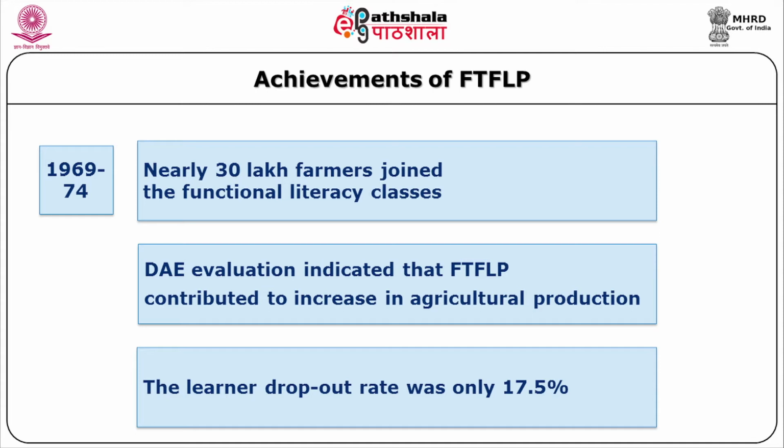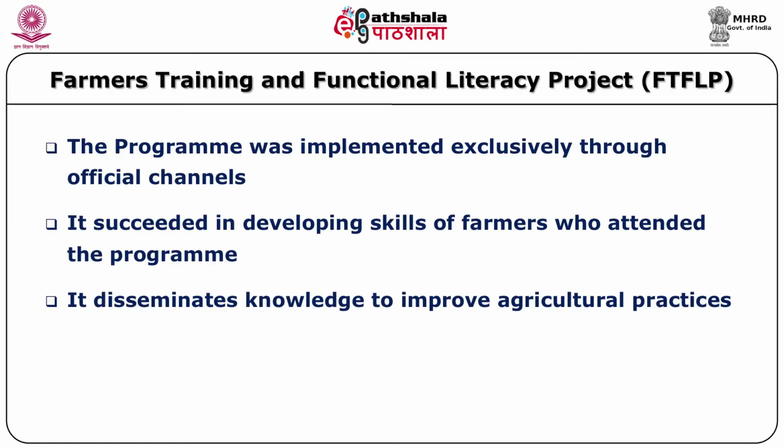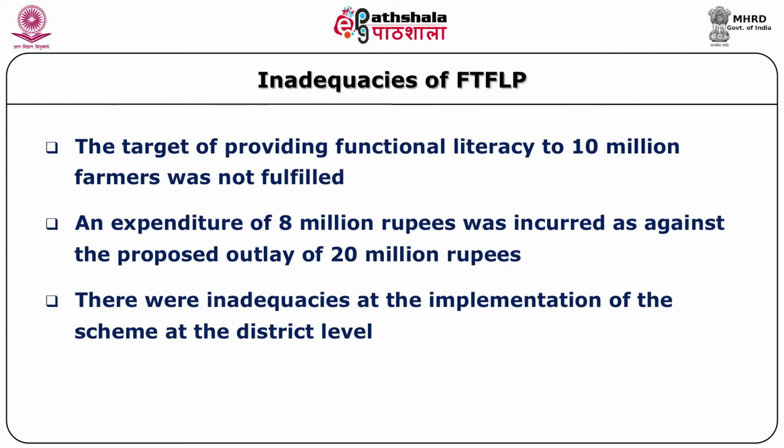Evaluation conducted by Directorate of Adult Education indicated that farmers' training and functional literacy program contributed to increase in agricultural production. The learner dropout rate was only 17.5%. The program implemented exclusively through official channels succeeded in developing skills and disseminating knowledge to improve agricultural practices among farmers who attended the program. Let us also look at some of the shortcomings of this program.